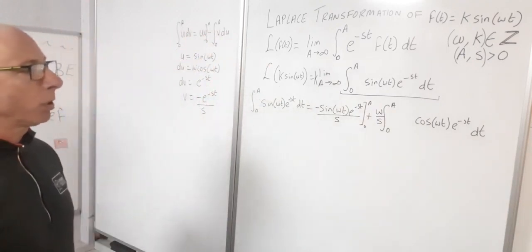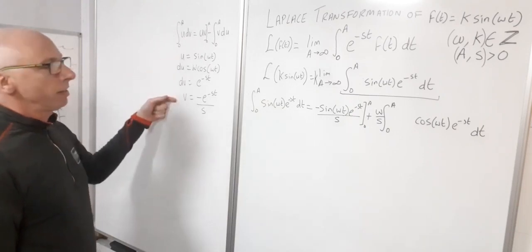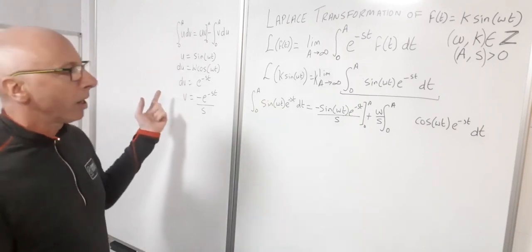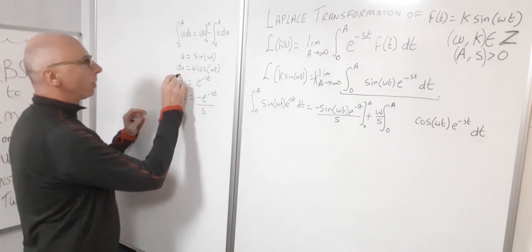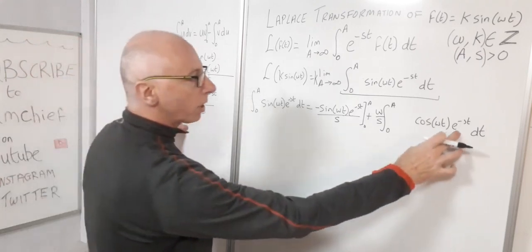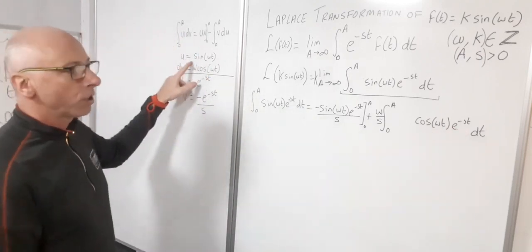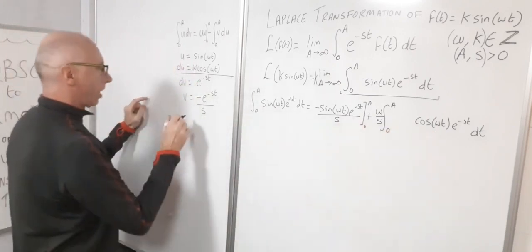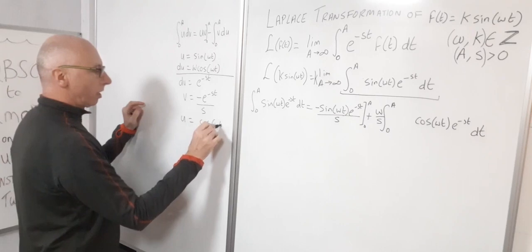I've got cosine wt e to the minus st. Very similar to this. So now I'm going to do integration by parts again. This time I'm going to do my u and du separate, and my dv and v will stay the same, because I've got e to the minus st, minus e to the minus st. So I just need a new version of u, which is cosine. So now I'm going to go u equals cosine wt.